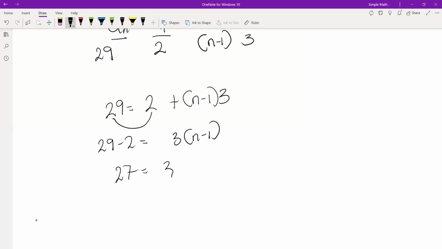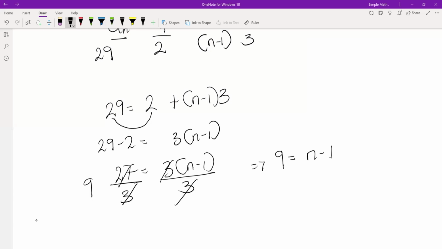27 equals 3 times (n minus 1). This is why I chose not to expand it, because I can easily divide both sides by 3. This gives me 9 equals n minus 1, because 27 divided by 3 is 9, and the 3 cancels out the 3. We're left with n minus 1 equals 9. So I think you know what the answer is. You can move the minus 1 to the other side: 9 plus 1 equals n, and that's 10. Or ask yourself, what number do I subtract 1 from to get 9? It's 10. So your n is 10.